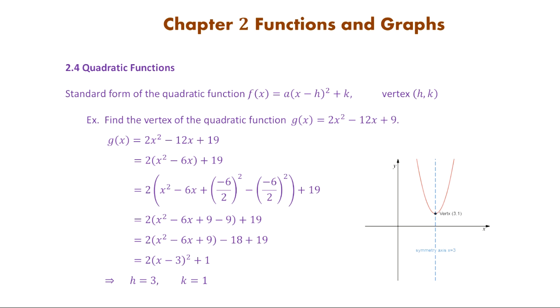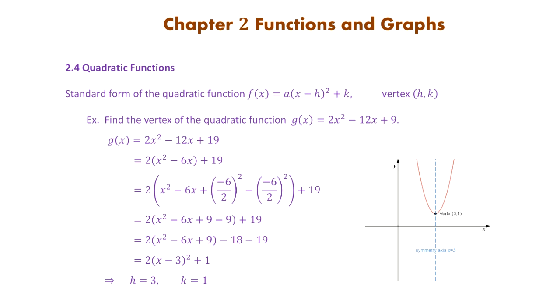But in many cases, when the function is given, it's given in the general form, like in this example, g(x) equals 2x squared minus 12x plus 9. That's the general form. It's not really in the standard form. So if you are trying to find the vertex of the graph of the function, you have to rewrite it in the standard form from the general form given in the problem. What you do is the completing the square technique, as we learned before.